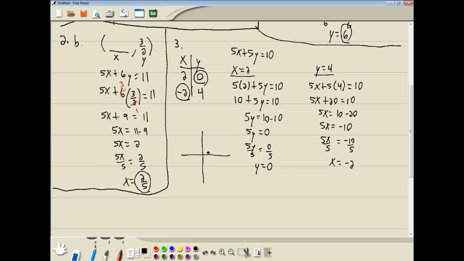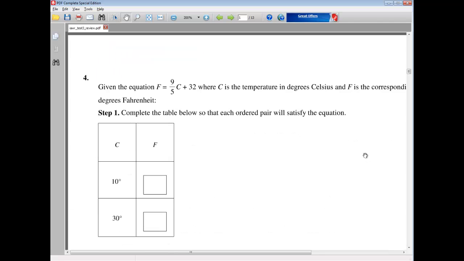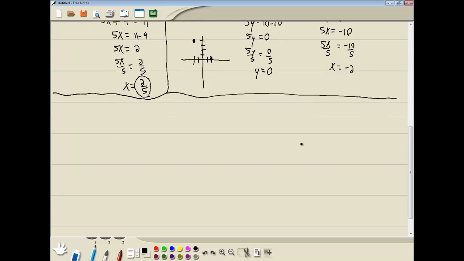Well, 2, 0. I go where x is 2 and y is 0, which is on the x-axis. Negative 2, 4. Go to negative 2 on my x-axis, y on my 4, and that would be where my other point goes. So those would be our 2 points. Assuming there's not a part C. Okay, let's see. Nope, no part C. So 4.